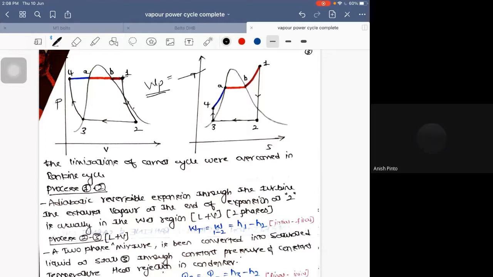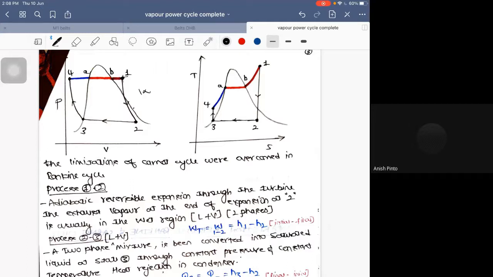Anyone? HF plus HFG. No, wet region. That is a different story. You're talking about a different thing. You are calculating enthalpy at an individual state. That is not my concern.